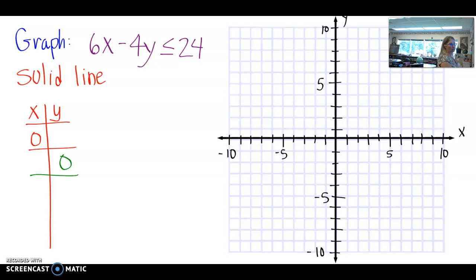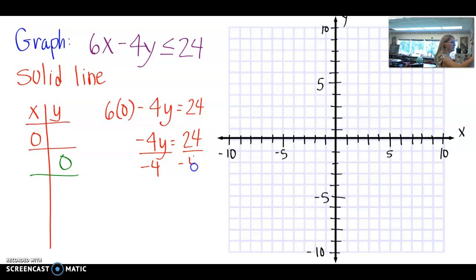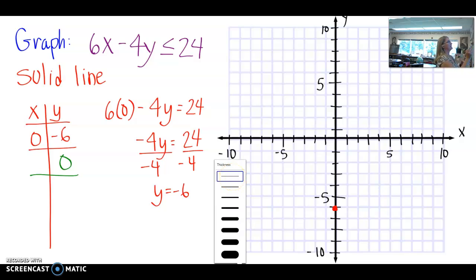So if x is 0, plug it in, and we're graphing the boundary line, so we're going to say equals. So 6 times 0, that'll be 0, minus 4y equals 24. This is 0 minus 4y, which is just negative 4y. So I have to divide by a negative 4, and I get y equals negative 6. So when x is 0, y is negative 6 this time, so it's the other side of the origin from the last problem.